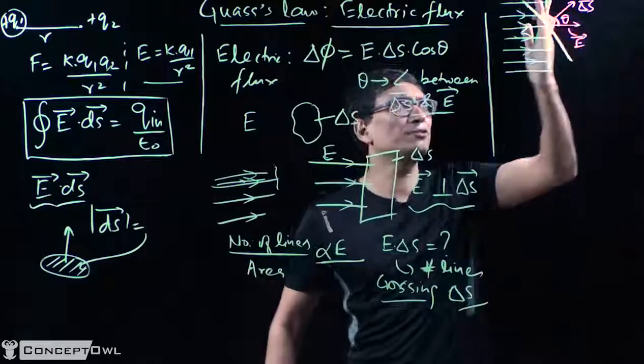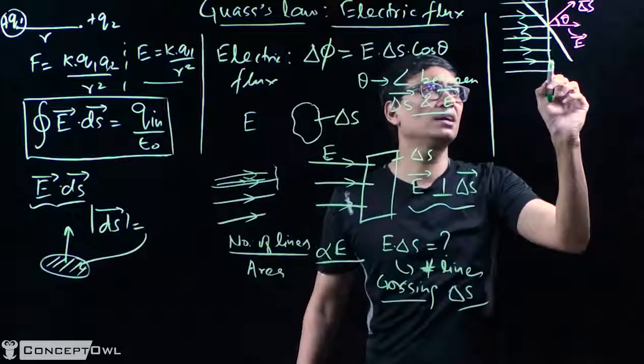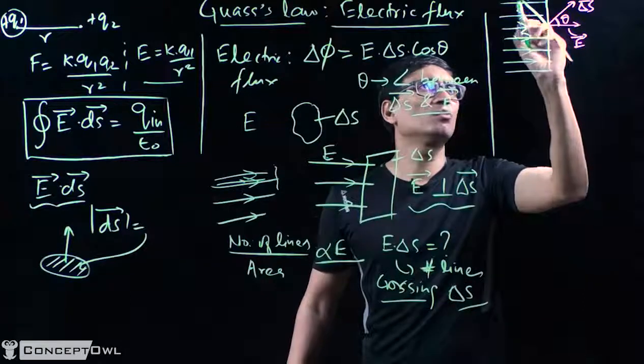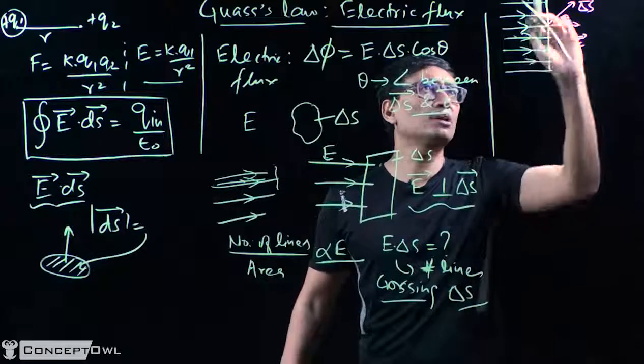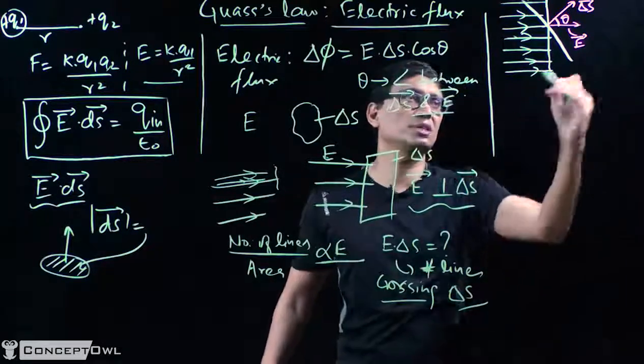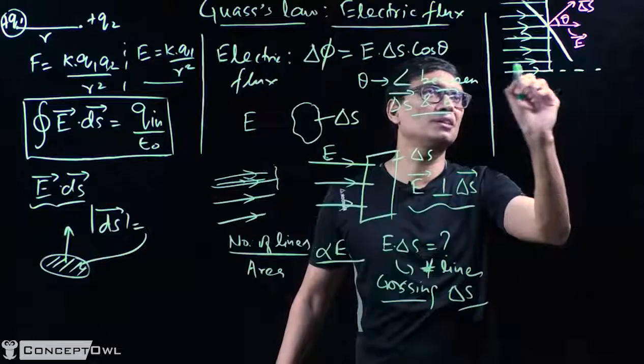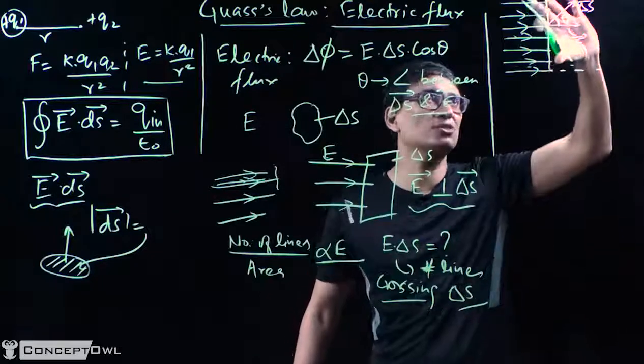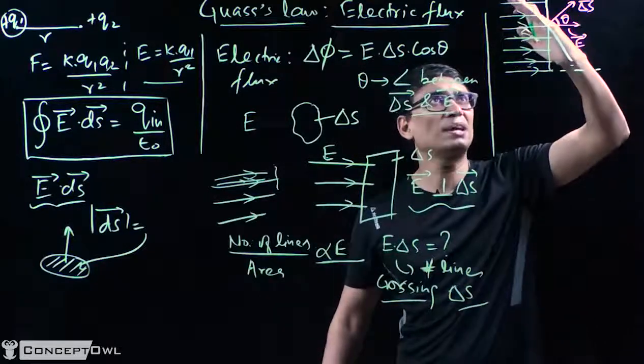Now when I have bent it like this, what's happening? Now this line, 1, 2, 3, 4, 5. A certain number of lines are still crossing, right? But this line is no longer crossing this. This line will actually not cross this. A line here also would not have crossed this. So the number of lines crossing my area vector, my area, kind of goes down.